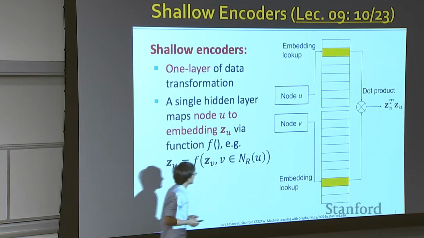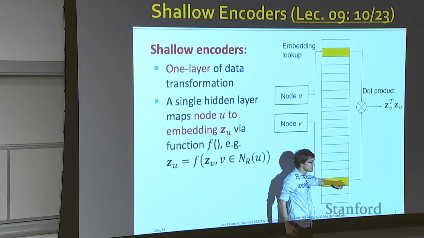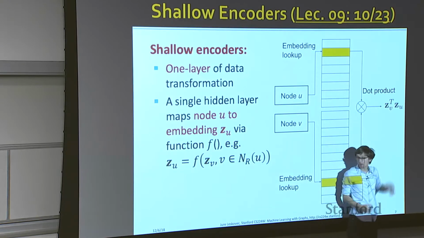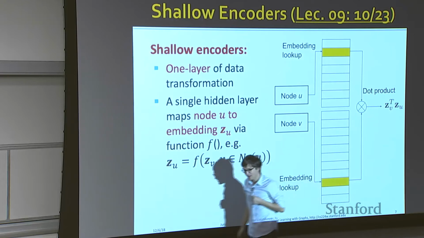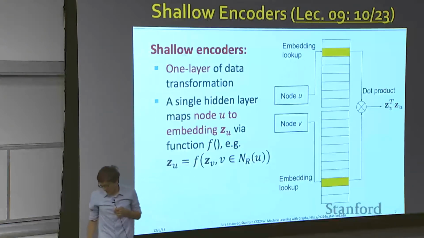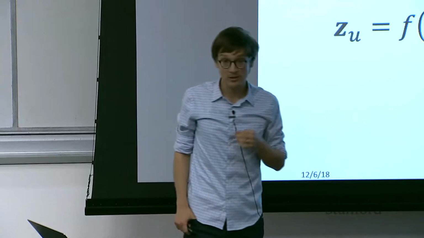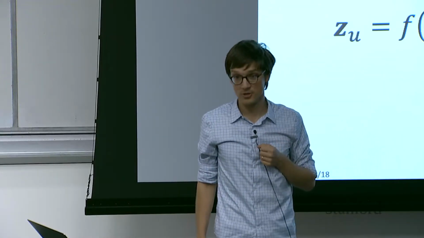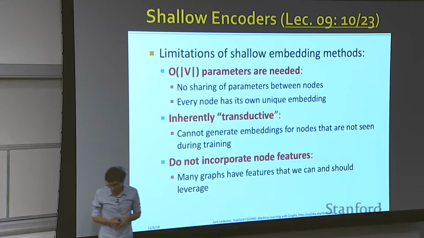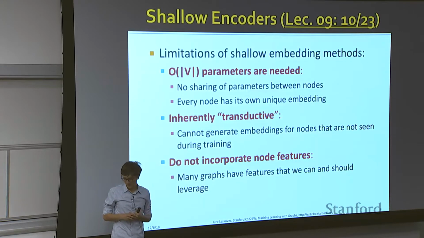And now I can say, how do I best set these guys here so that their dot product equals the similarity in the network? And then, of course, the question is, how do you define the notion of similarity? We explored using random walks to define that notion of similarity. Now, what are some limitations of these types of approaches?